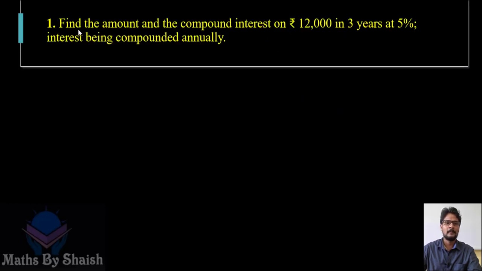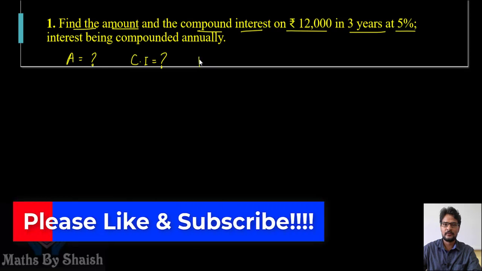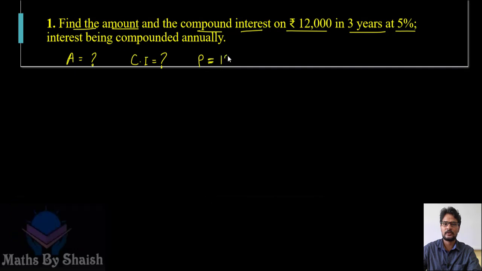So let's have questions now. Here's question number 1. Find the amount and the compound interest, these things we are going to find, on 12,000 in 3 years at 5% per annum interest rate being compounded annually. So what are the things given? Initial amount, that is principal, 12,000. Rate is given, R is 5, and n is given, 3 years.